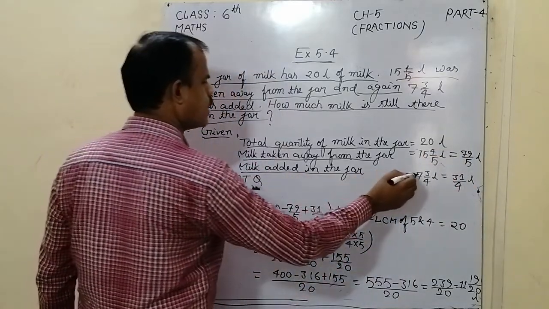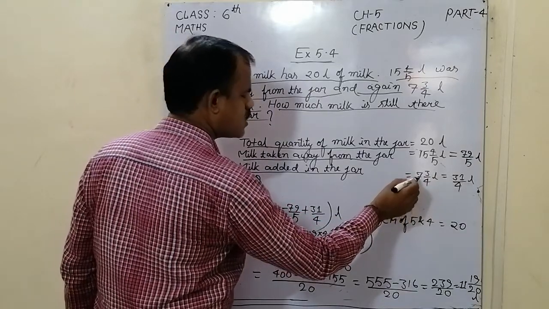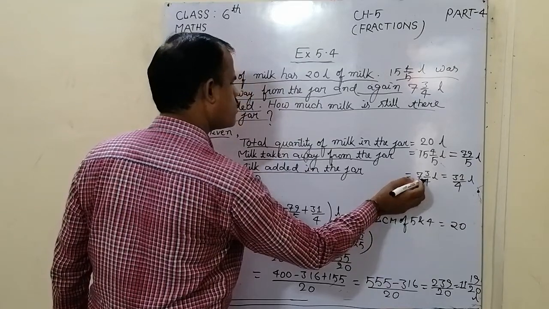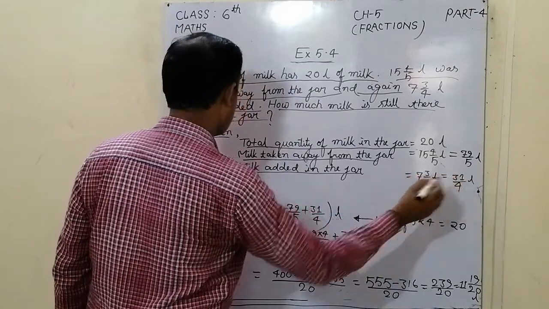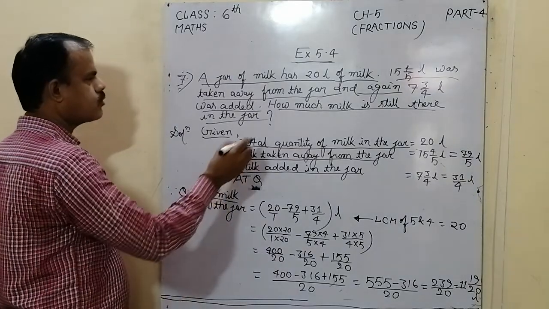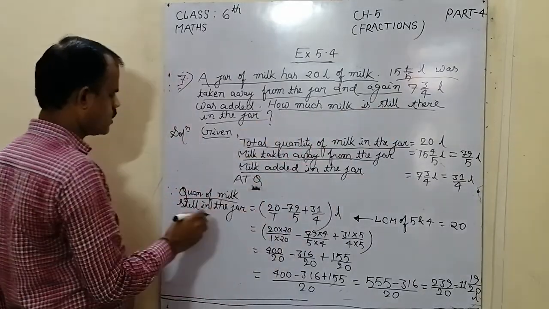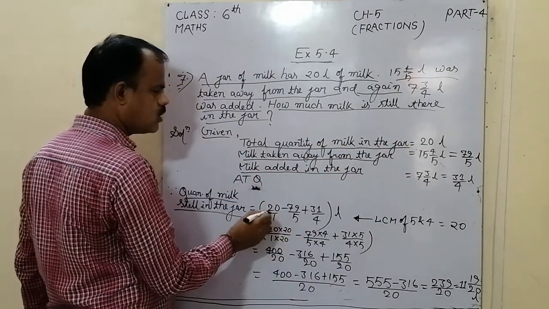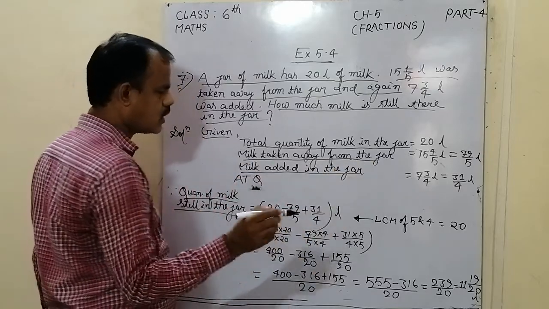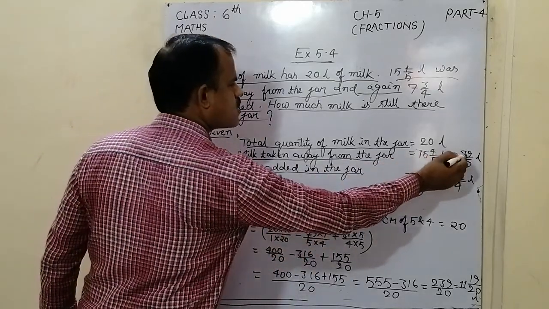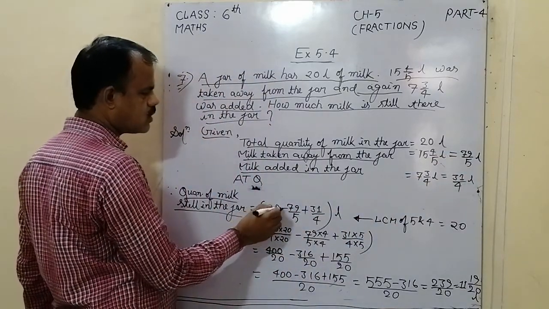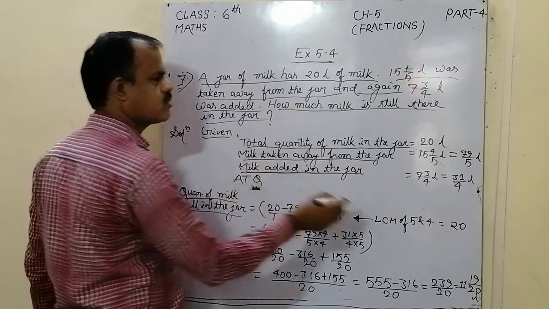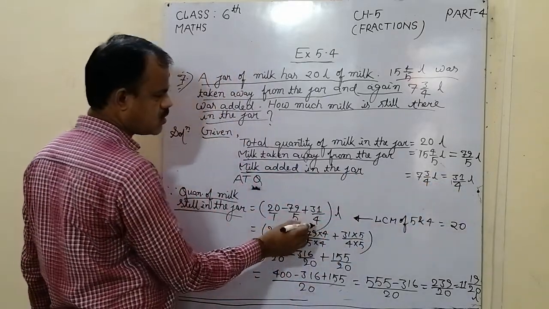Milk added in the jar, that is 7 whole 3 by 4 liters. This is a mixed fraction, change it into improper fraction, so it becomes 7 times 4 is 28 plus 3, 31 by 4 liters. Now students, we have to find how much milk is still there in the jar. So quantity of milk still in the jar. Milk in the jar is 20 liters. Milk taken away means minus that 79 by 5. So we write here 20 minus 79 by 5. Milk added means plus, so added 31 by 4, so plus 31 by 4.